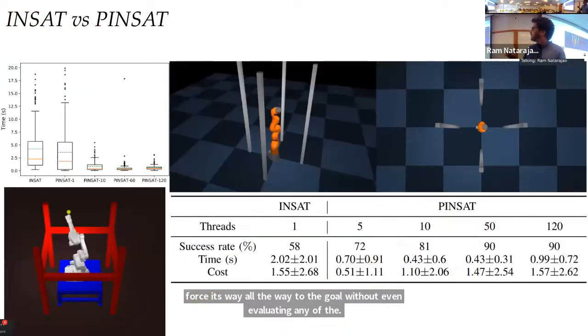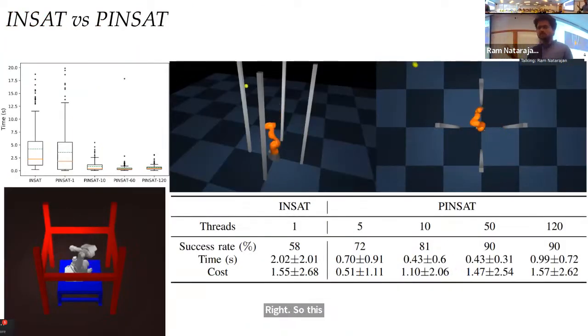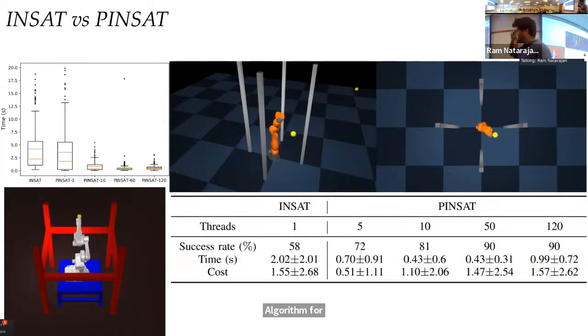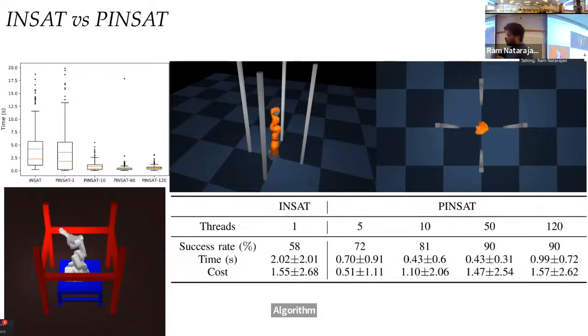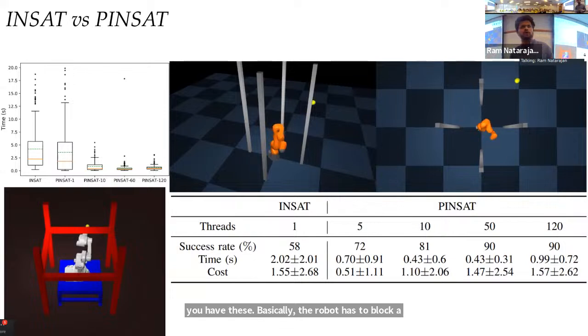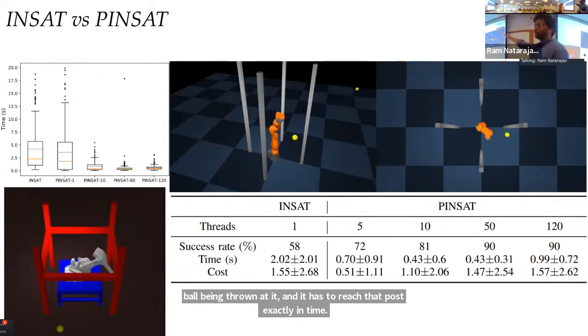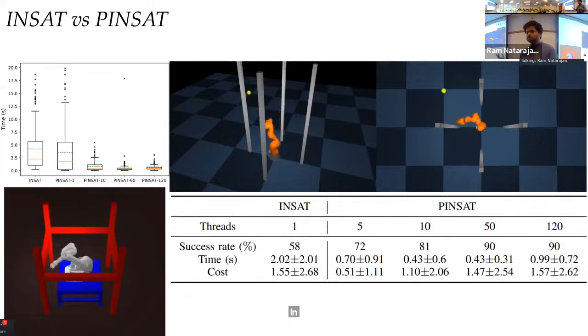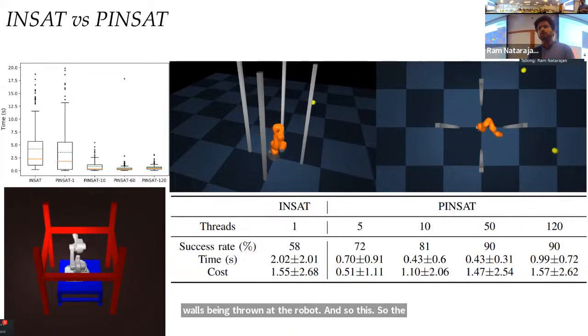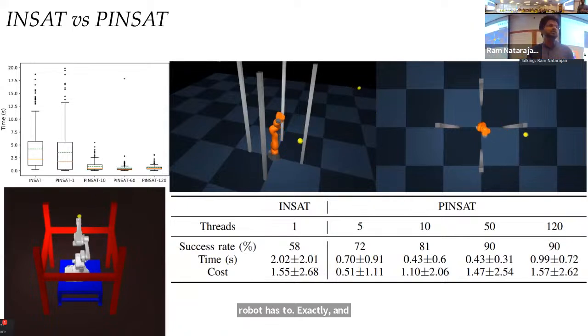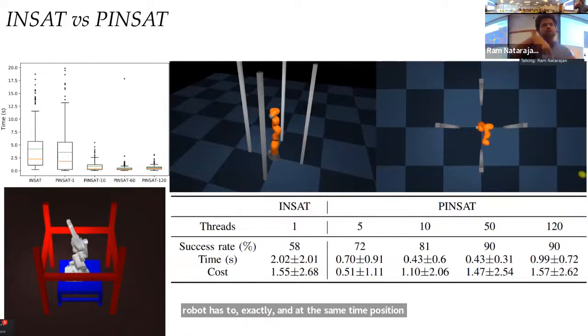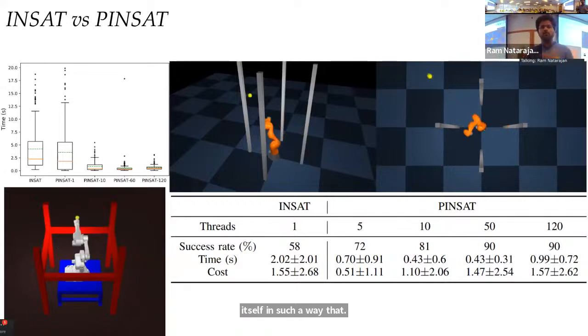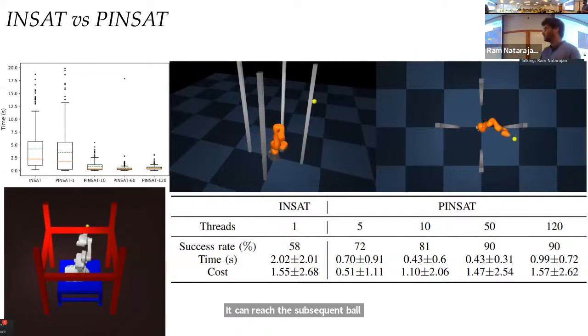Right, so we tested this algorithm for these two different experiments where the robot has to block a ball being thrown at it, and it has to reach that pose exactly in time. In the top video, you have multiple balls being thrown at the robot, and so the robot has to exactly intersect all these objects in time, and at the same time position itself in such a way that it can reach the subsequent ball more efficiently, right? Like it has to orient itself in that way.